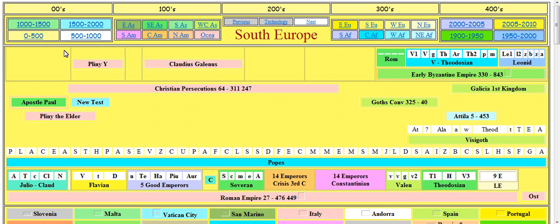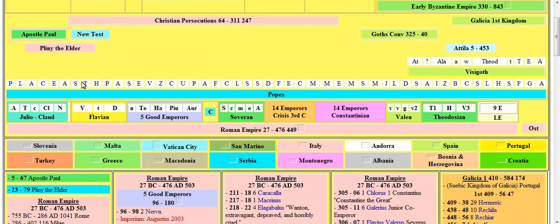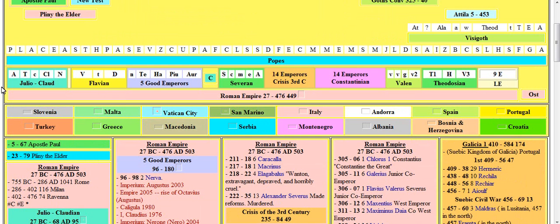So Pliny lived from 60 to 110. Claudius Galenus. These are different historians and scientists. And then we have the popes. These are all the popes with their names. Here's the Roman Empire. So the Julio-Claudian dynasty. You had 5 of them here. And then you had an interregnum guy. I don't have his name here for some reason. And then the Flavian dynasty with these 3 guys. 5 good emperors with these guys. Commodus, Severans with these. So you can see the Roman Empire ended here in 475.